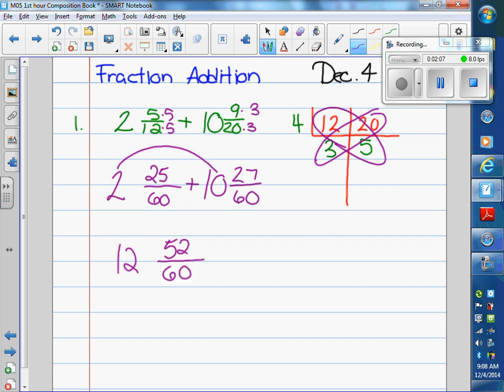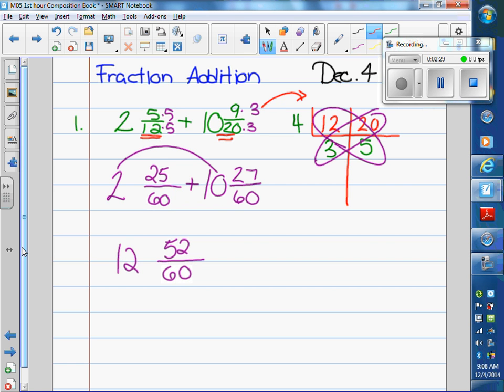So now we just have to check to make sure if we need to reduce or not. So we made them the same. See how we started with 12 and 20? I used the ladder to get the common denominator. We'll do another practice one in a minute.